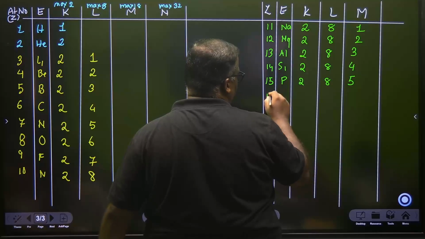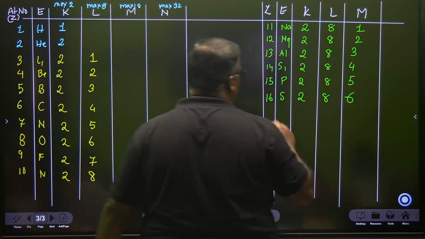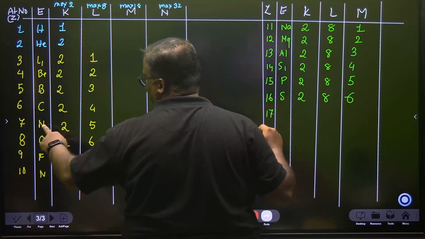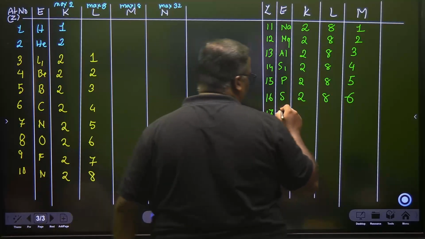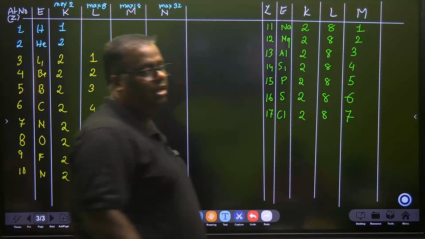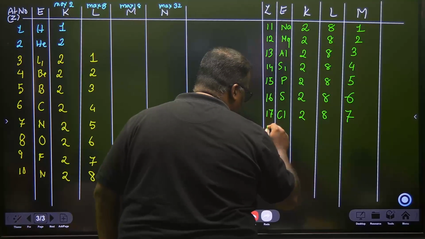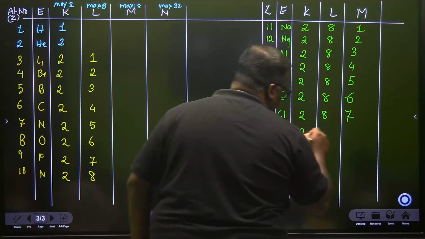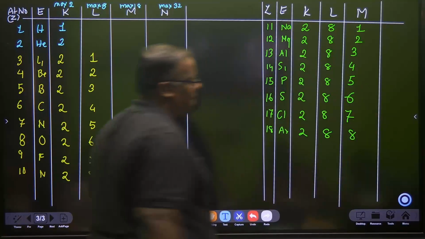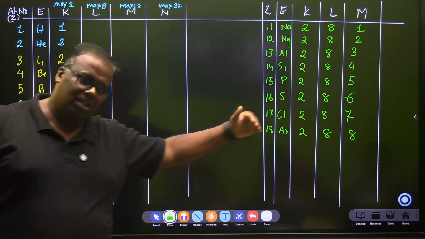After phosphorus, oxygen. That means we will have sulfur. Sulfur will be 2, 8, 6. Then 17, chlorine. It will be 2, 8, 7. After chlorine, we have number 18, who is argon. 2, 8, 8. Got it? Period 3 over.